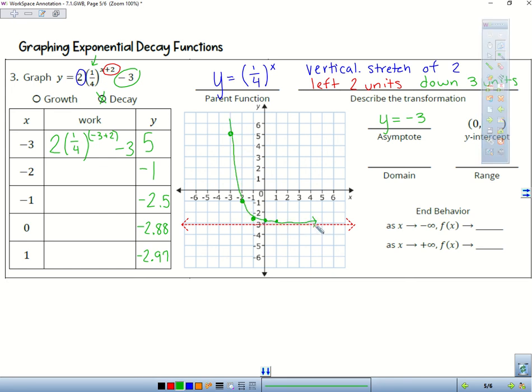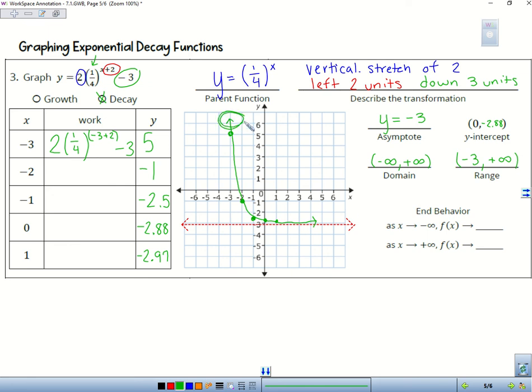So do you see how the vertical stretch affected the graph compared to the last one? See how much more stretched out this graph is than the previous one? You can kind of start seeing how these things affect the graph. Now my y-intercept is what? Negative 2.88. Good. Domain, all real numbers. What's the range here? Negative 3 to positive infinity. Good.